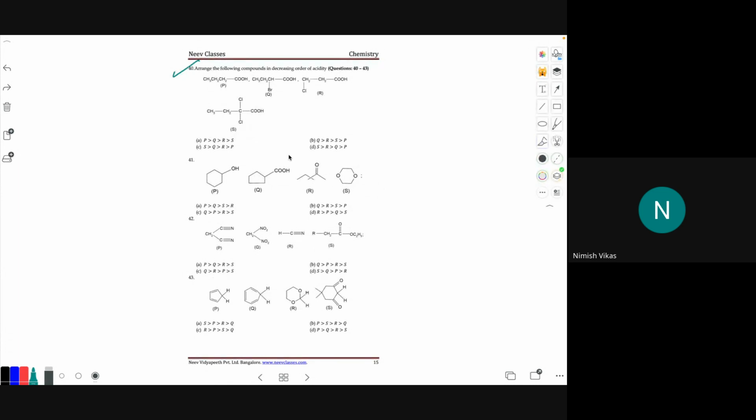Order बोलो. This is easy, right? S, Q, R, P. SQ. R, R, P. Okay. Anyone who has a different answer?